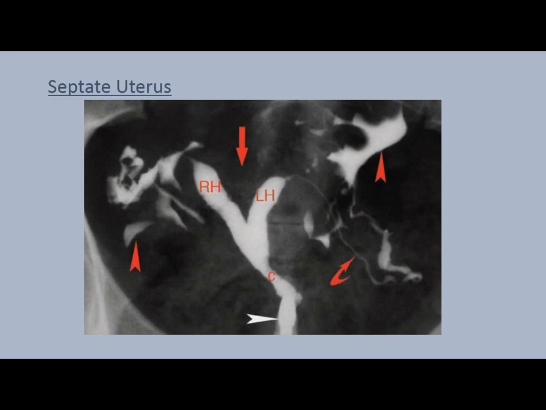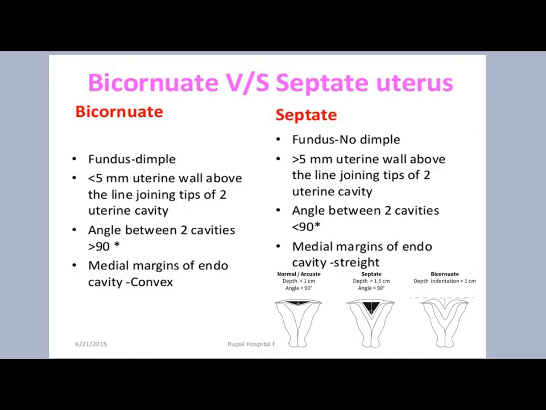Some points about the congenital anomalies of the uterus. We have septate uterus, in which there is a septum dividing the two cornua, a common cause of recurrent miscarriage and infertility. The point is to differentiate bicornuate from septate uterus. Of course, this is not in our book.